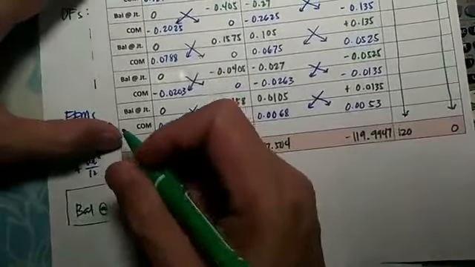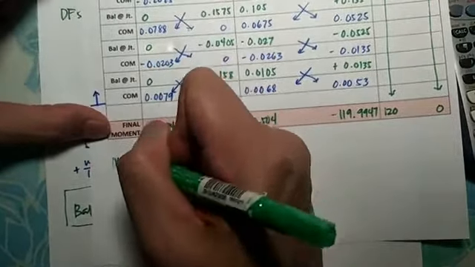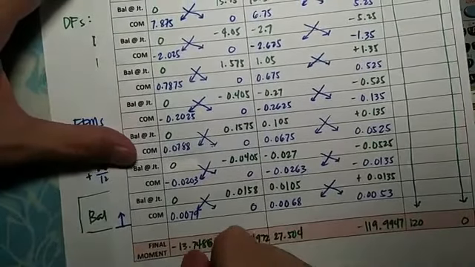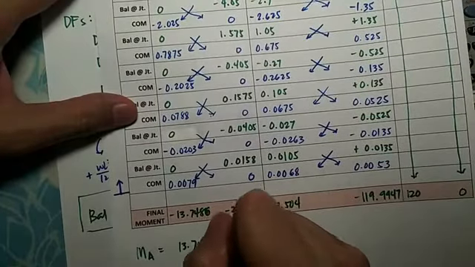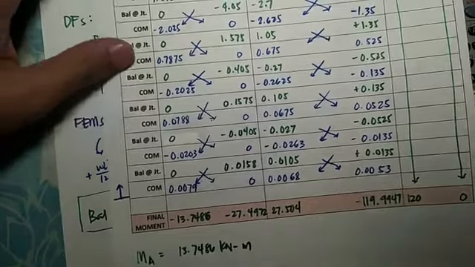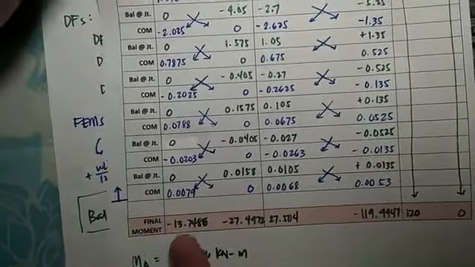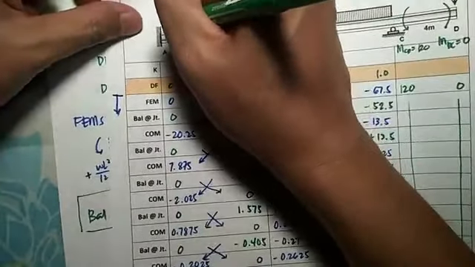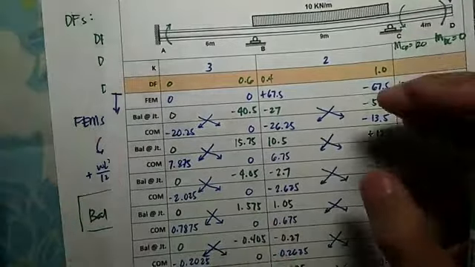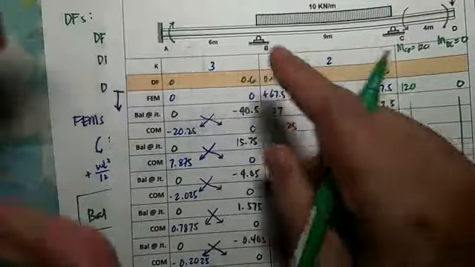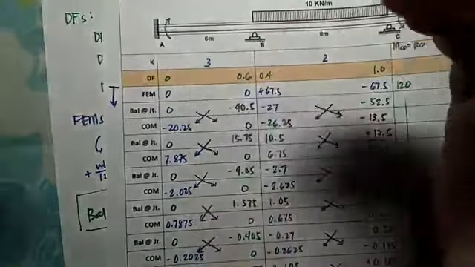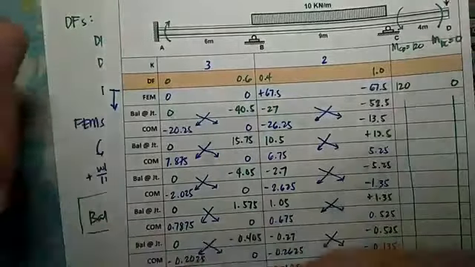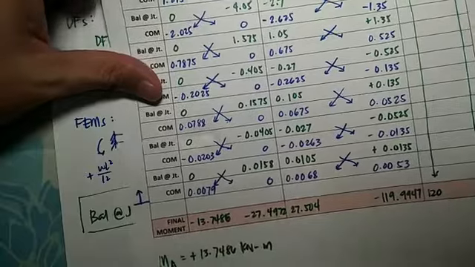So finally, if we summarize the answers, what is the moment at A? So the moment at A is 7.7486, that's kilonewton meter. So what is the true sign of the moment at A? So this is negative, so that means clockwise, no? So if that is clockwise, anong ginagawa niya dun sa member AB? It makes the beam smile or sad? Diba? Lumulundo siyang ganun. So it makes the beam happy. So that would be a positive moment.